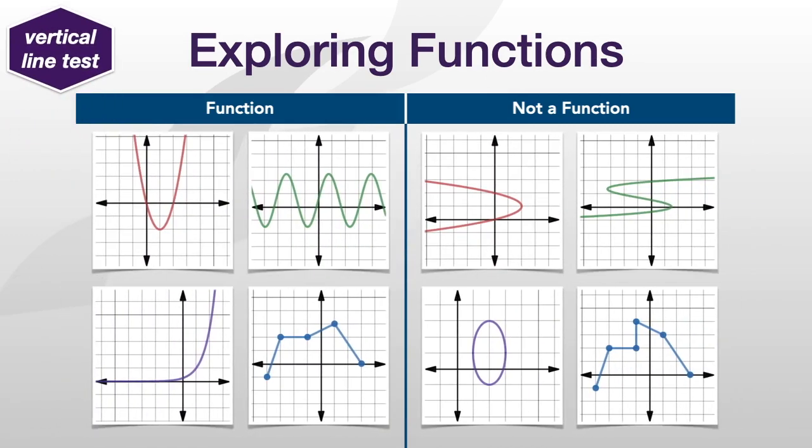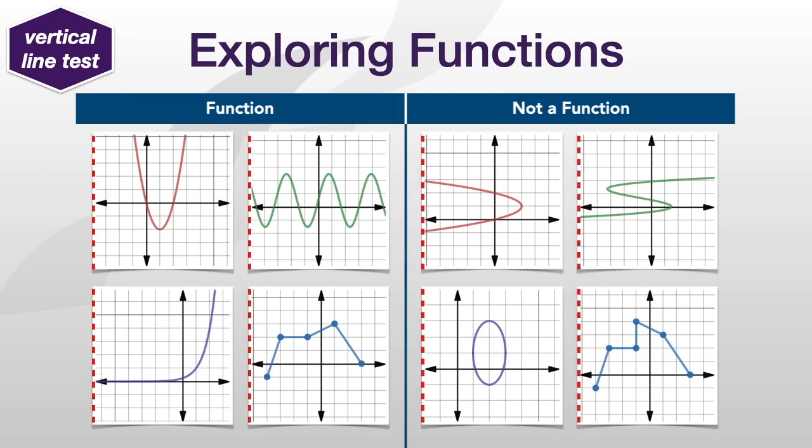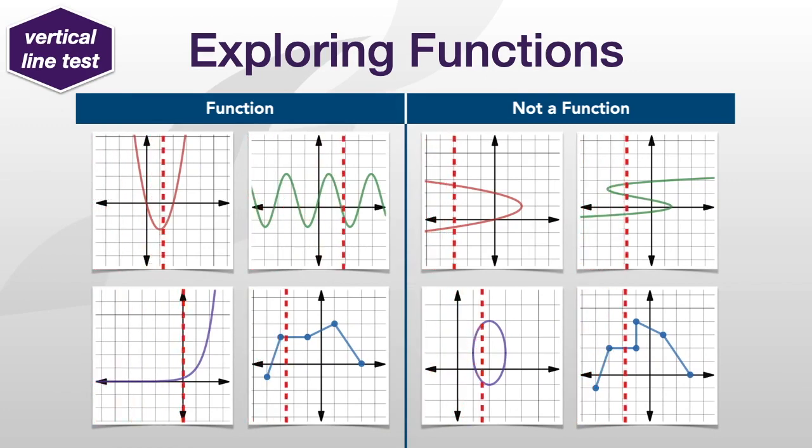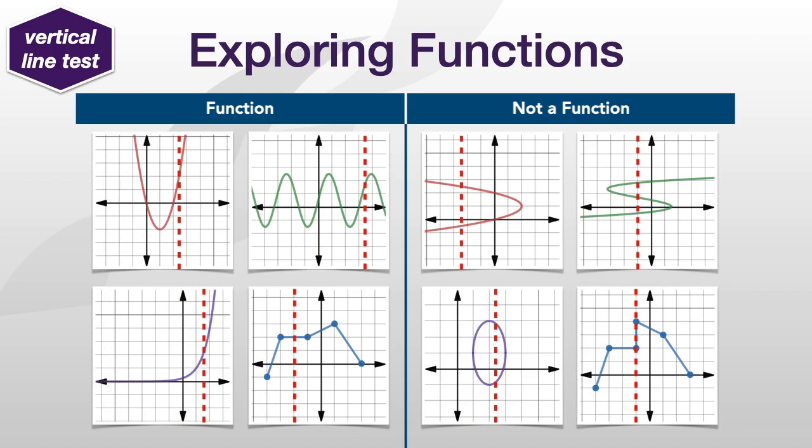Let's do the vertical line test on all of the remaining graphs. No matter where the vertical line goes on the functions, it can only cross at most one point. But with the non-functions, it crosses at more than one point at least once.